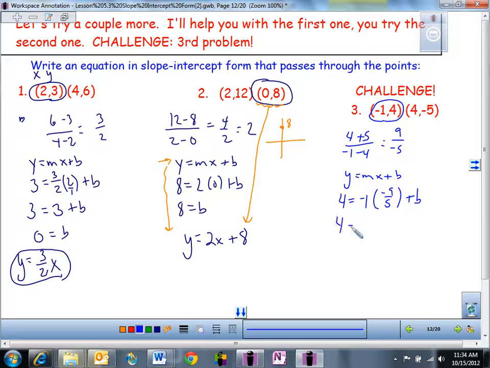So 4 equals 9/5 plus b, subtract, and this will give you 11/5 for b. So then y equals negative 9/5 x plus 11/5. And normally I won't give you two fractions in the answer type question.